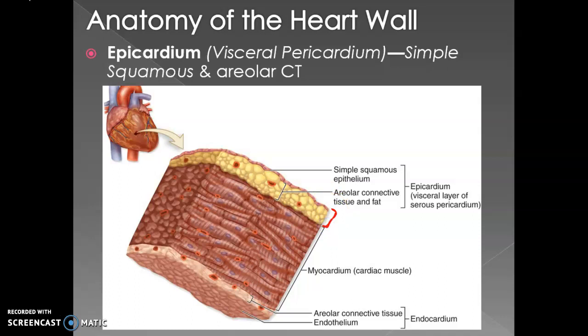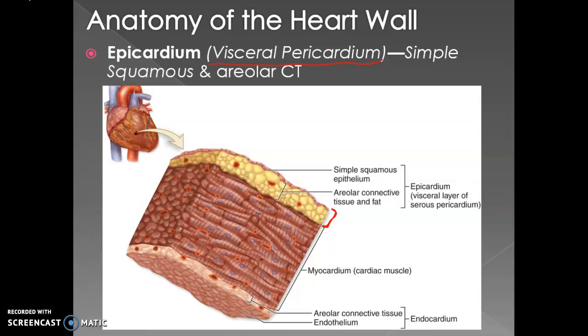Now the epicardium is made up of some tissue. It is mainly made up of simple squamous and areolar connective tissue. So epicardium, which is also known as the visceral pericardium. I want you to know that because I use these terms interchangeably on the exam. So I can call it epicardium, or I can also refer to it as visceral pericardium. Either way, know that the epicardium is made up of simple squamous epithelium and areolar connective tissue.